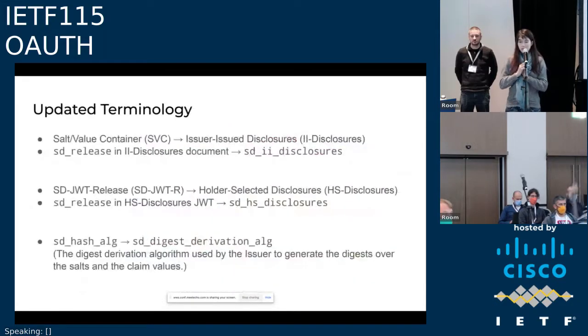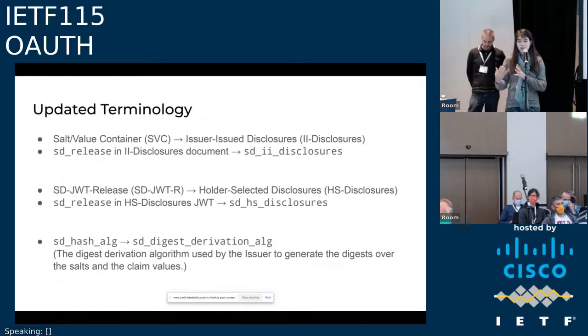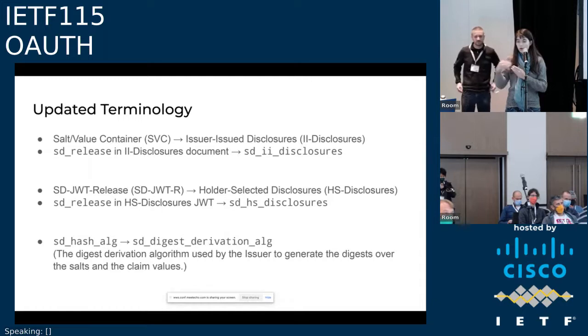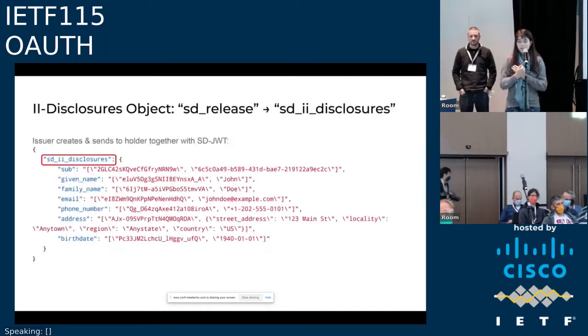If you go to the next slide. So yeah, just a summary. In addition to what I have already covered, in terms of the actual claim property names, SD underscore release in II disclosures is now SD underscore II disclosures, and in the holder selected disclosures, it's now called SD underscore HS underscore disclosures. So you see this throughout the examples in the presentation. And the last bottom bullet point is related to the topic I think I'll cover soon. If you go to the next slides.